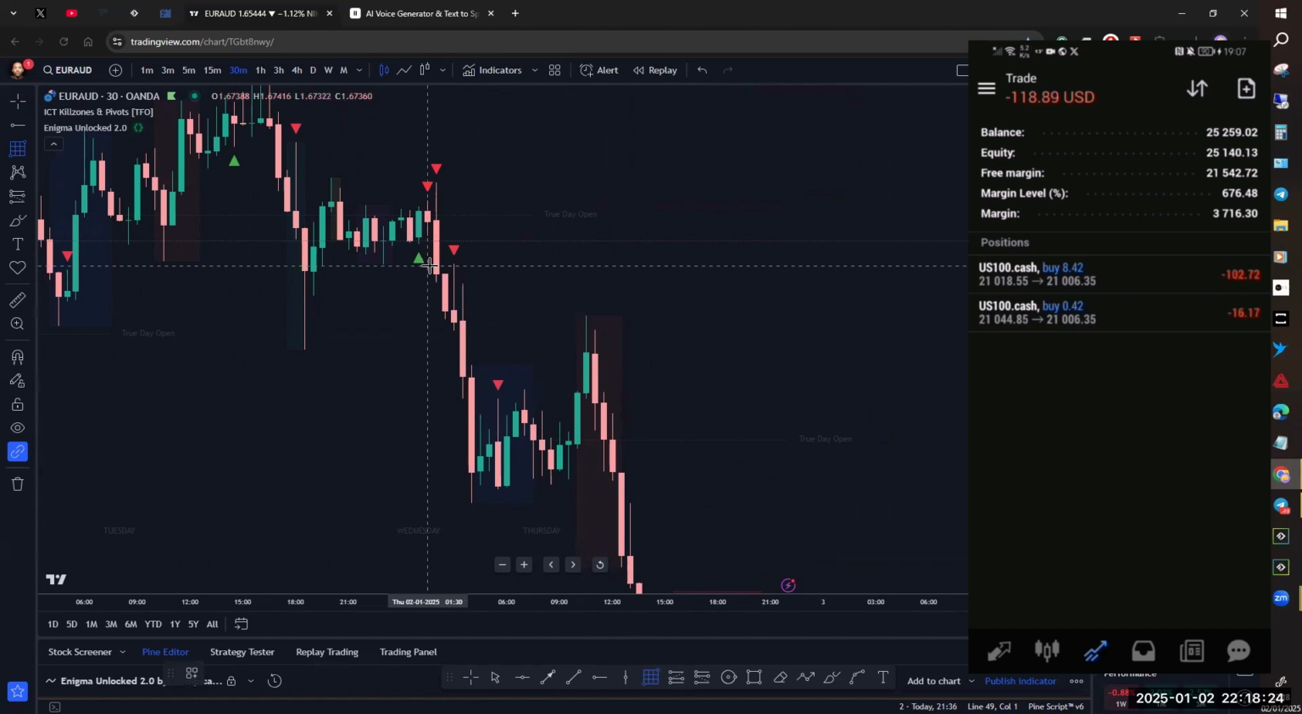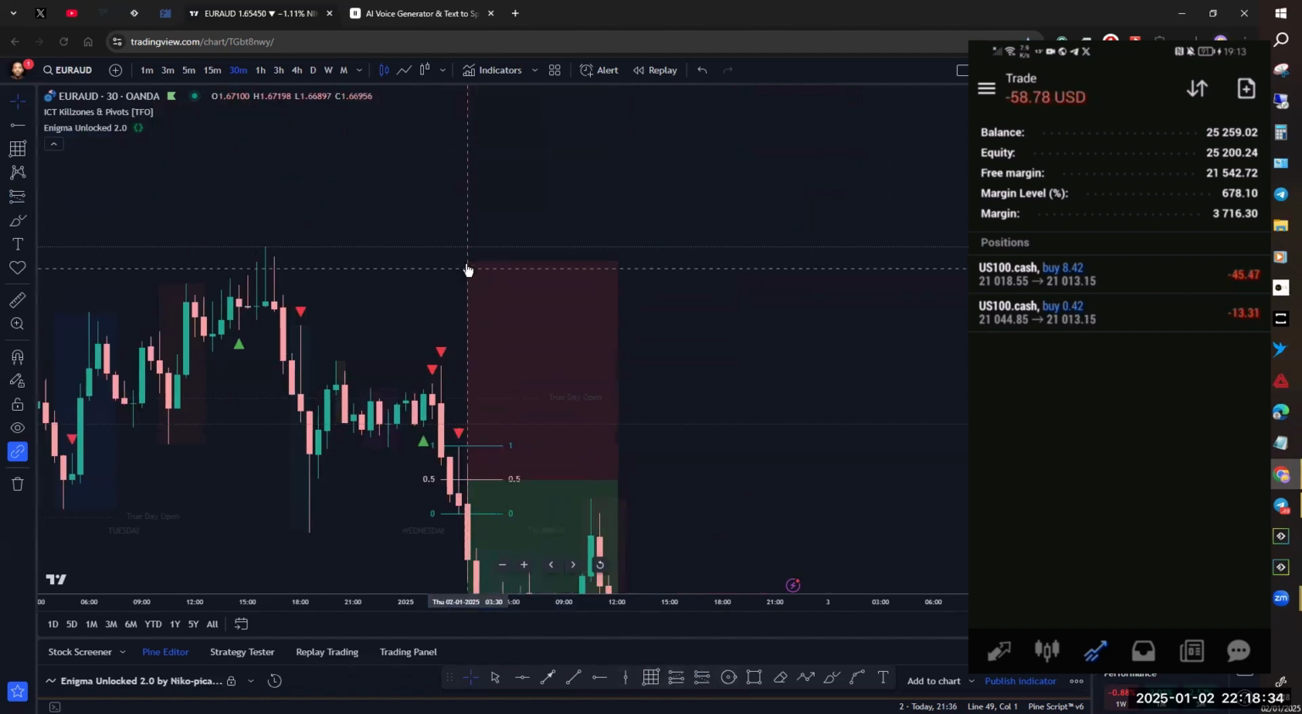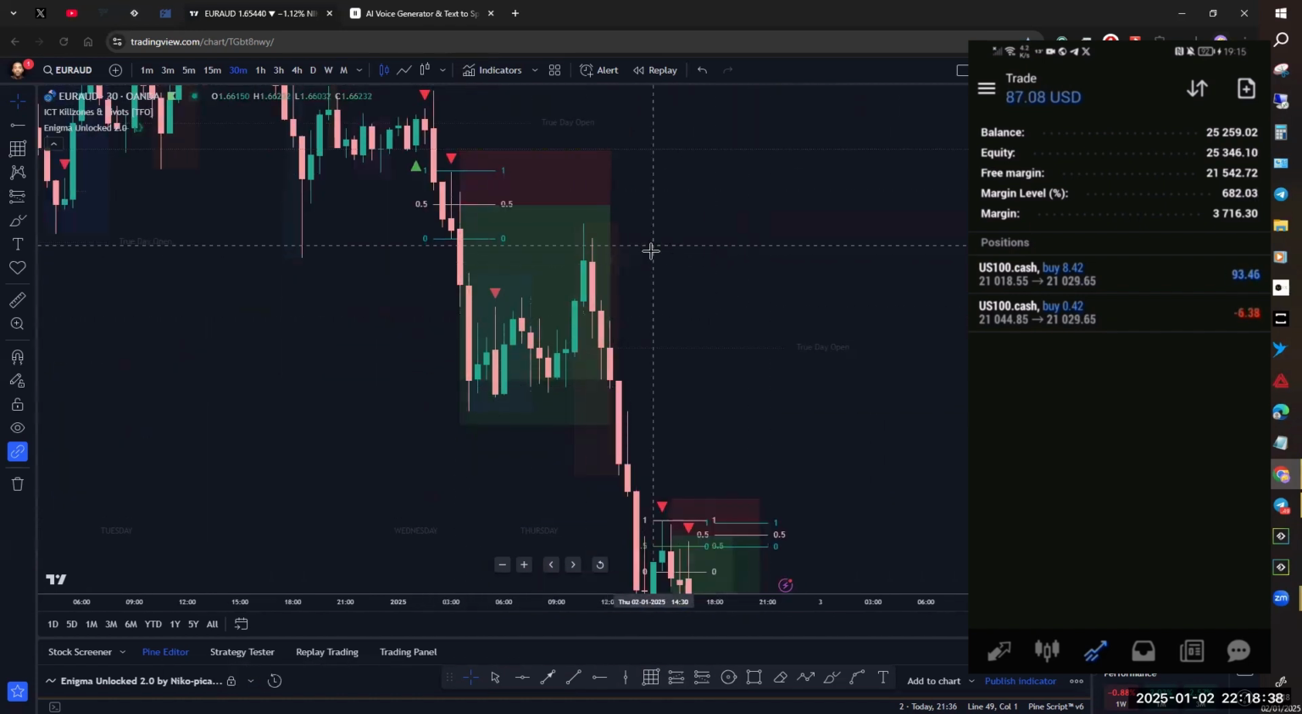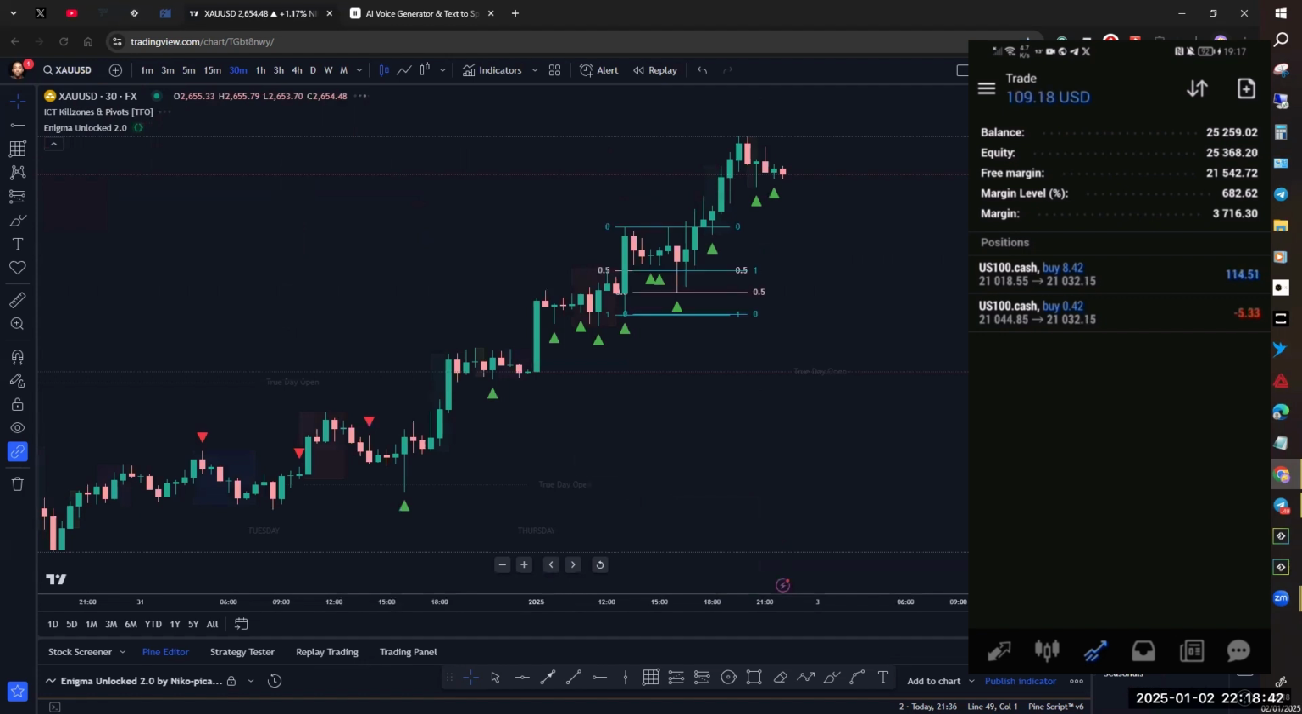As soon as the market opened, we had this signal on Euro AUD as well. I missed this one. I was sleeping. This one only tapped the 50%, and then the market went lower. So yeah, this is for 2025. This is how we're gonna milk the market. Trade safe.